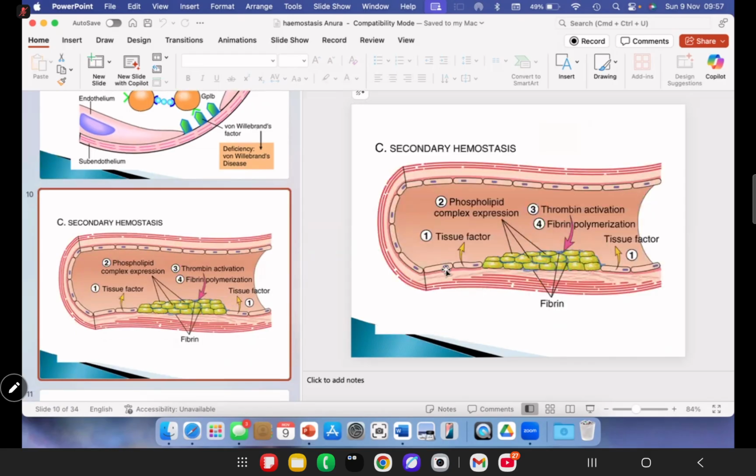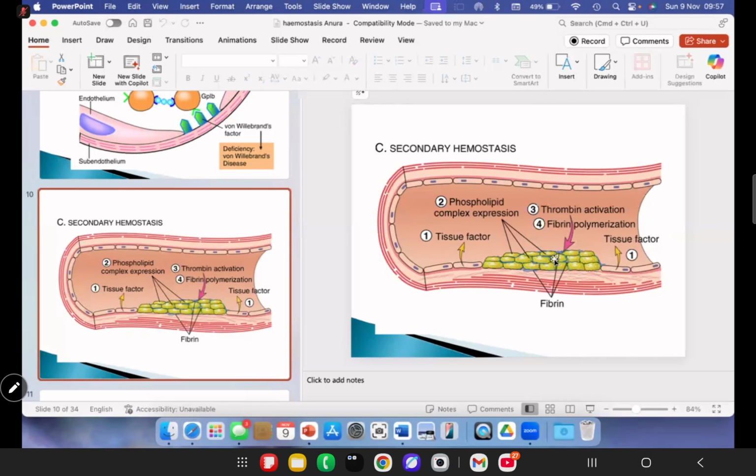Secondary hemostasis happens once the clot is formed, sorry, not the clot, once the platelet plug is formed. Now here, of course, the tissue factor, once the endothelium is damaged, tissues here produce tissue factor, and the phospholipid complex expression and thrombin activation occur, and your cascade starts with the clotting. That's called secondary hemostasis with the clot formation.